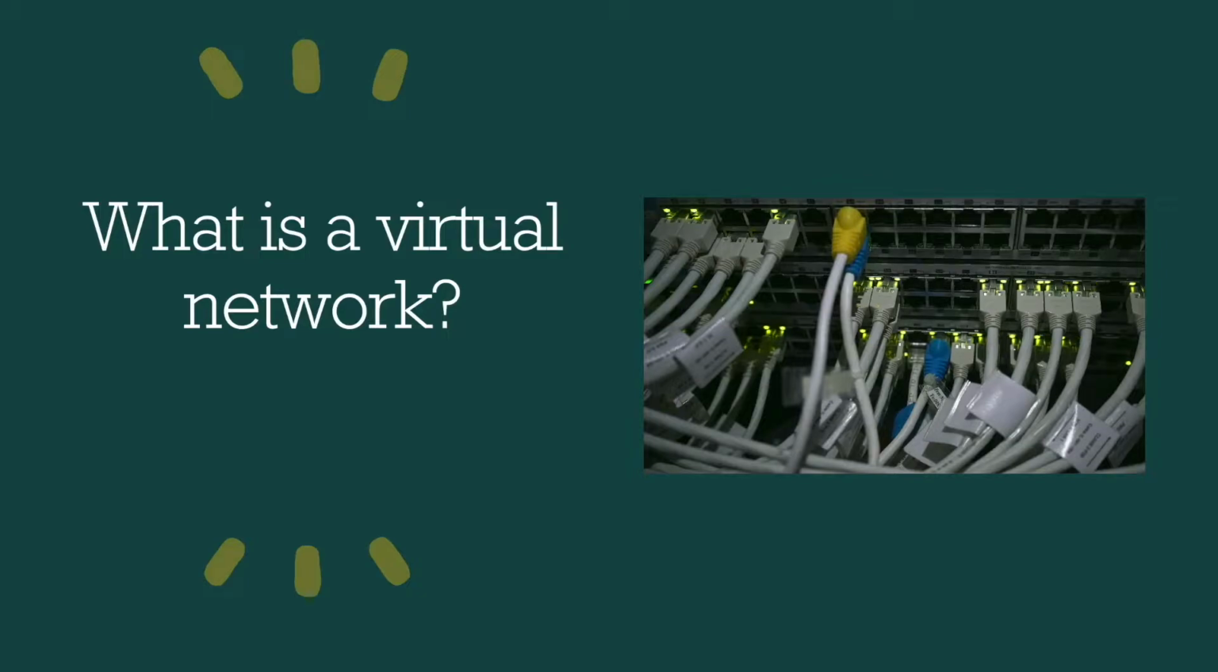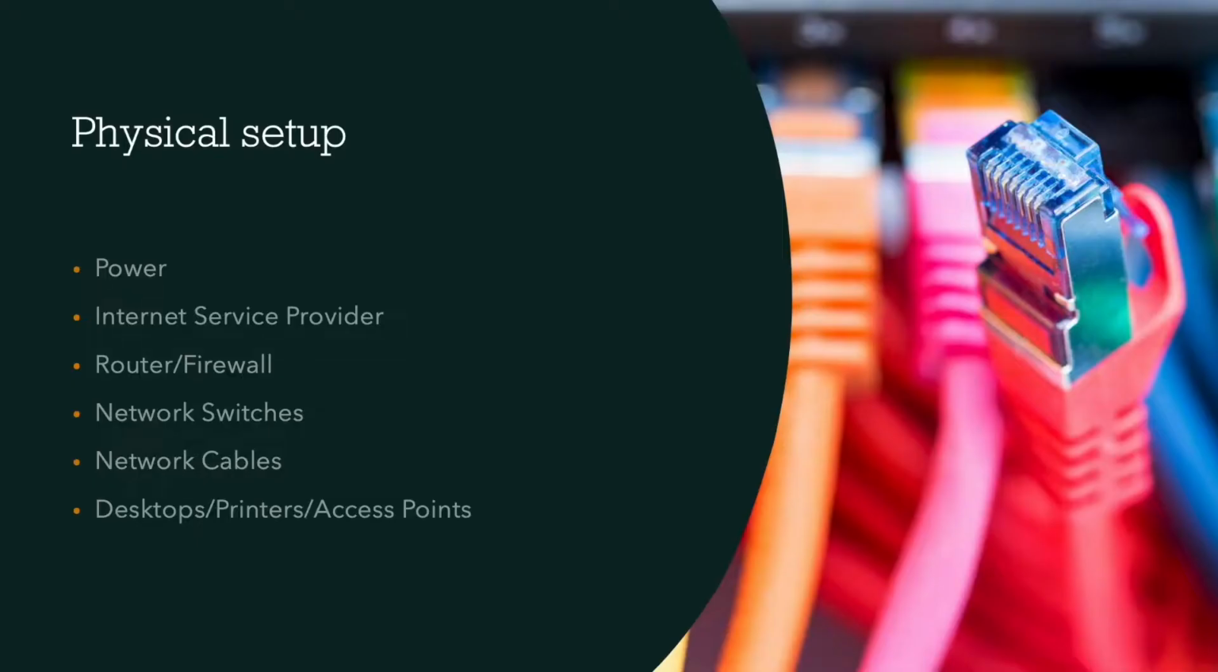In today's video, I'm going to go over what a virtual network is. A virtual network in Azure or any other cloud environment is the environment for your cloud resources to live on. In a physical setup, this would consist of your power, your internet service provider, Comcast, Verizon, the router and firewall, network switches, network cables, desktop printers, and access points that you would connect to.